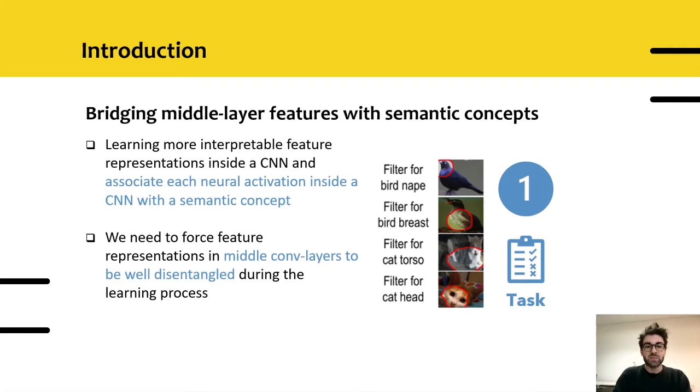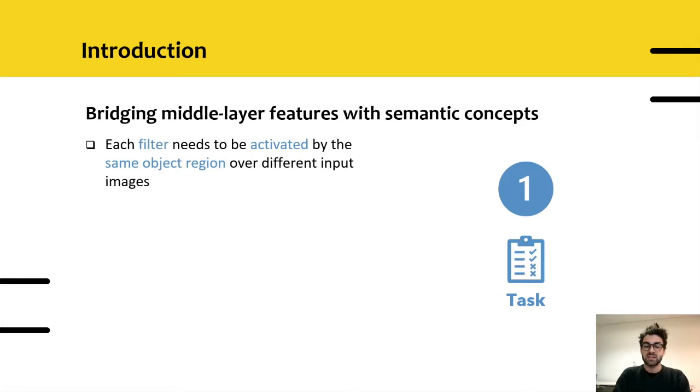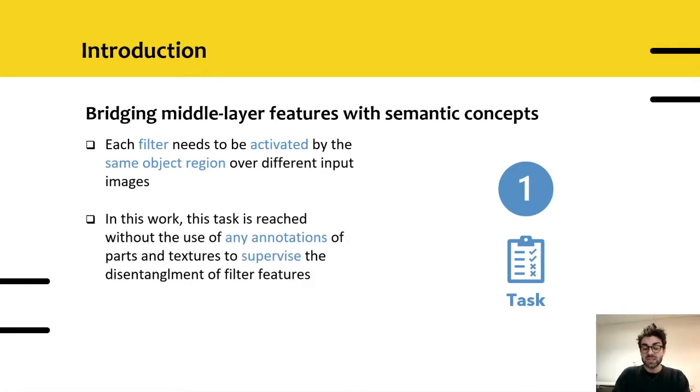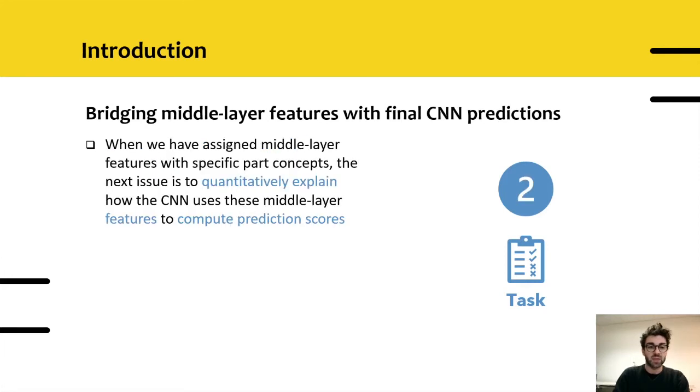So the first task in order to arrive at building our decision tree is this. We have to bridge the middle layer features with the semantic concept. This means that we have to associate its neural activation inside the CNN with the semantic concept, and we need to force feature representations in middle conv layers to be well disentangled during the learning process. This means that each filter needs to be activated by the same object region over different input images. This is done in this work without the use of any annotations of parts or textures to supervise the disentanglement of filter features, and this is a great thing.